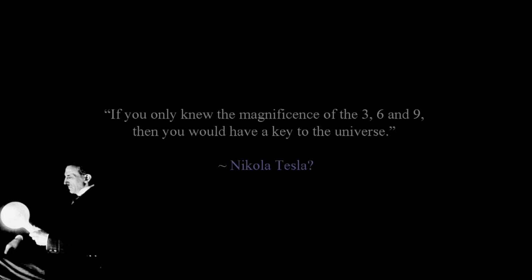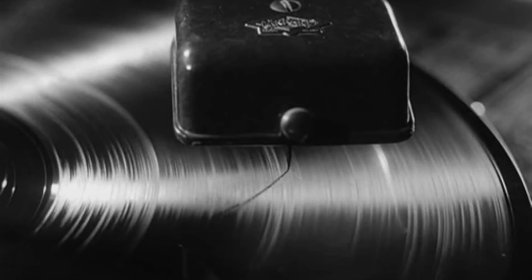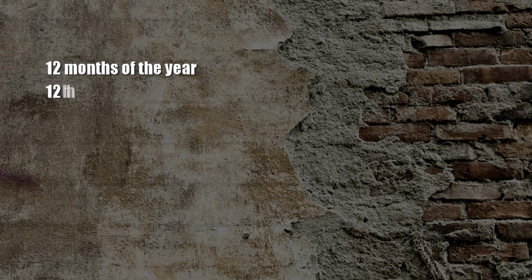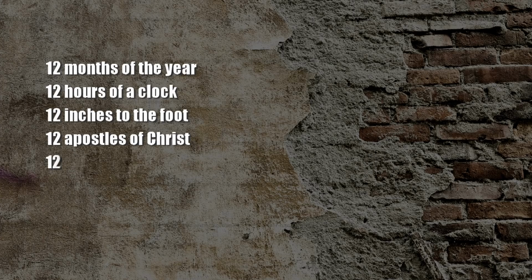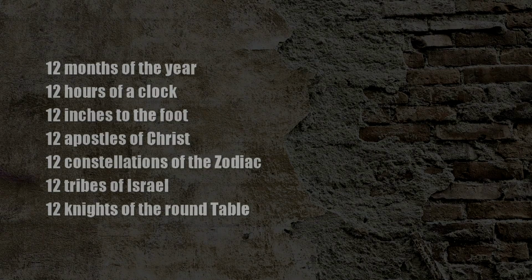If you only knew the magnificence of the 3, 6, and 9, then you would have a key to the universe. We have been left the method of counting and measurement, and the importance of dividing a unit by 12 seems to be the main rule that has been adopted by humanity. Here are some of the ways that I found 12 to be an important number. 12 months of the year, 12 hours of a clock, 12 inches to the foot, 12 apostles of Christ, 12 constellations of the zodiac, 12 tribes of Israel, 12 knights of the round table, and there's much more.